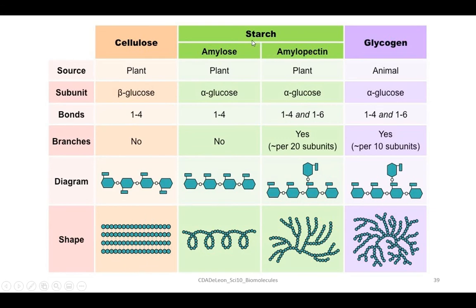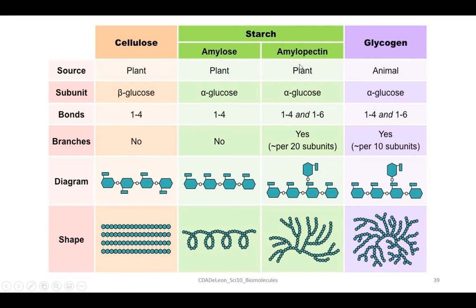In starch, we have the amylose and amylopectin. Both can be observed in plants. So in amylose, we have alpha glucose, which is composed of 1 to 4 bonds, no branching, and with this type of diagram. And in the big picture, this is the shape of amylose.